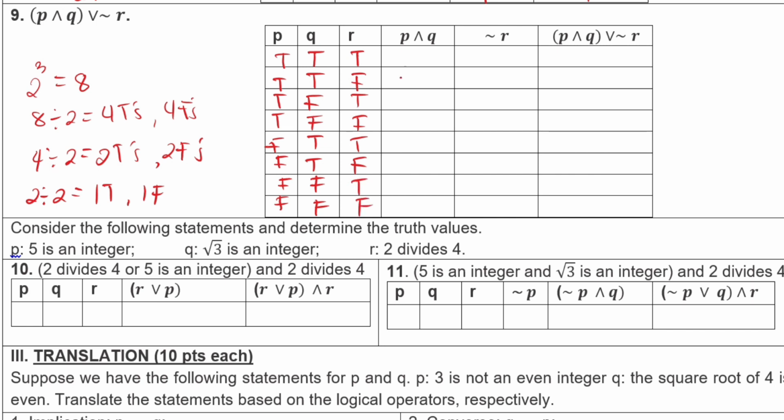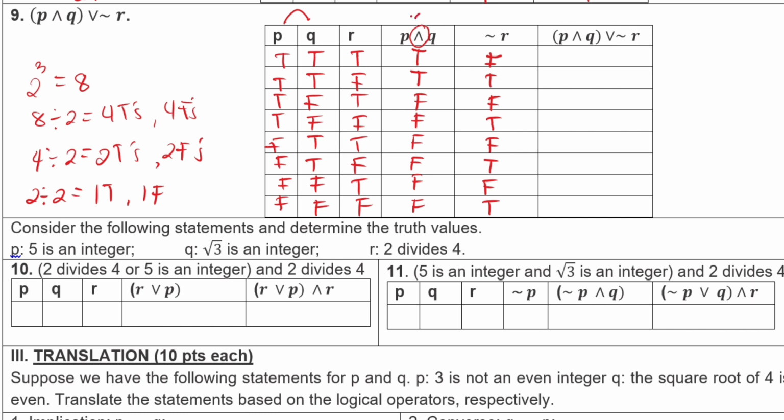Then let's go back with the logical operators. We have here conjunction, which means true and true, therefore the answer is true. True and true, that is true. Also true, the rest are false. Then simply negate the R. The opposite of true is false, true, false, true, false.